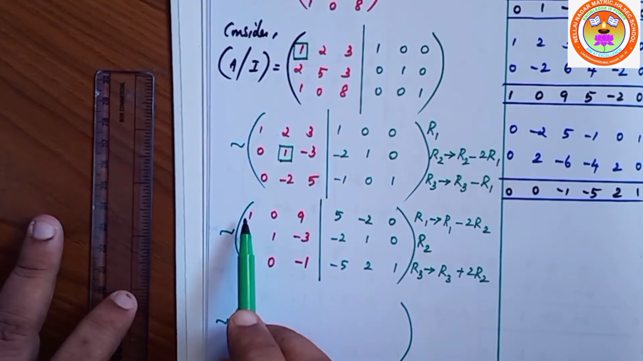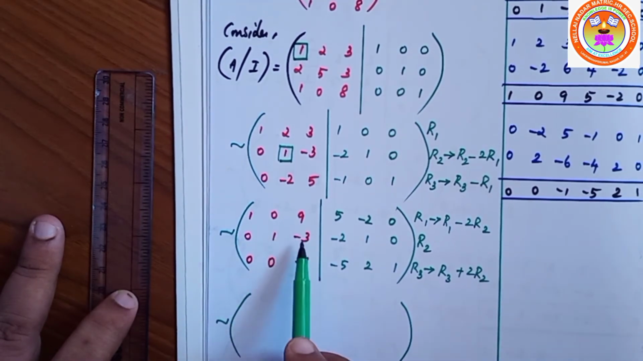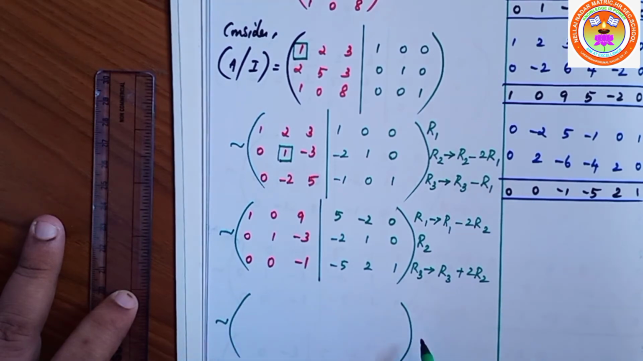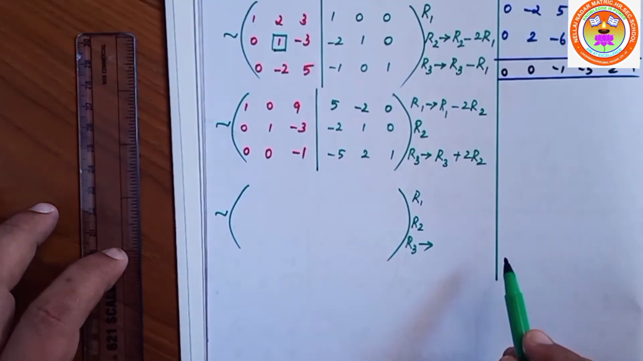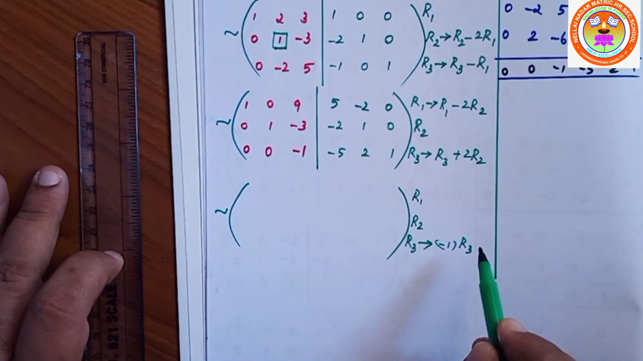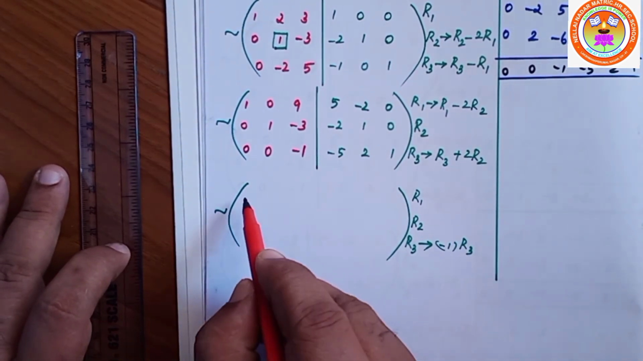Okay, now here 1 0 0, okay, 0 1 0 also, okay, good. Here 0 0 1, it has to be 1. For converting minus 1 into plus 1, just multiply R3 by minus 1. So R1 and R2, write as it is. R3 implies minus 1 into R3.